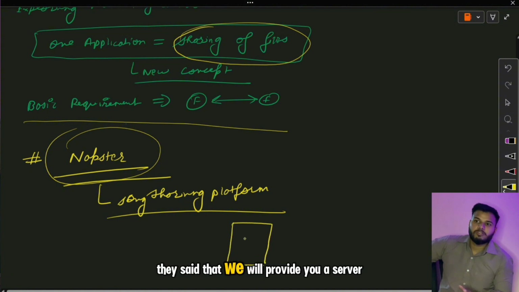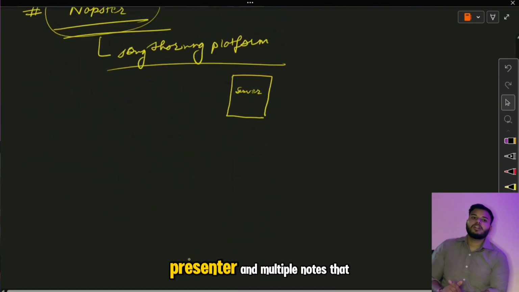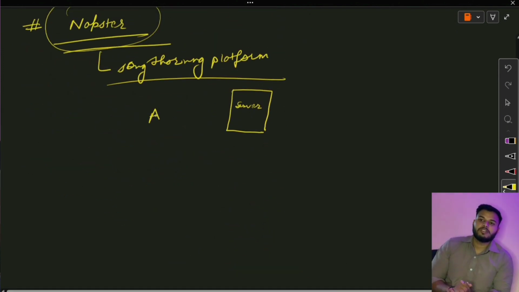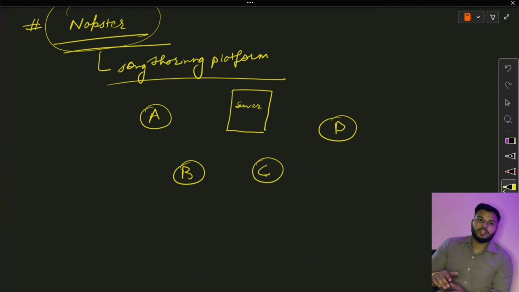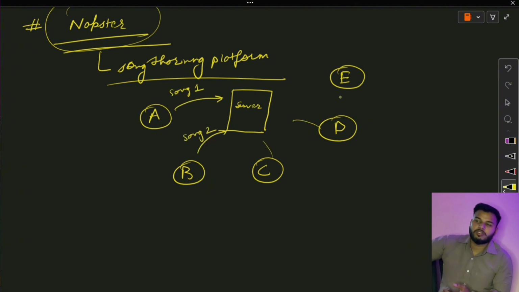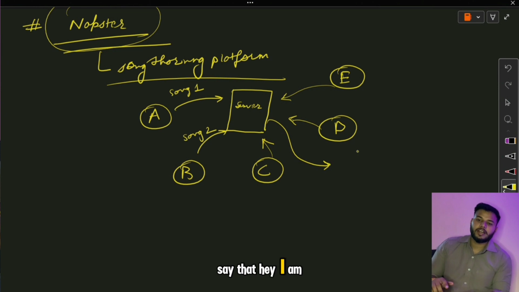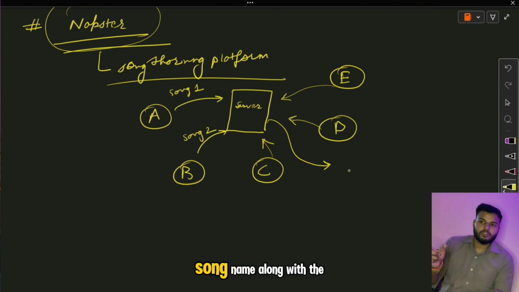They said that we will provide you a server, and let's say there are multiple people and multiple nodes in our network: A node, B node, C node, D node, E node, and so on. Let's say A has song 1 and B has song 2. Similarly, other nodes have other songs. So what they can do is go to the Napster server and say, hey, I have this song. The server will then record the song name along with the IP address of the node which has the song.